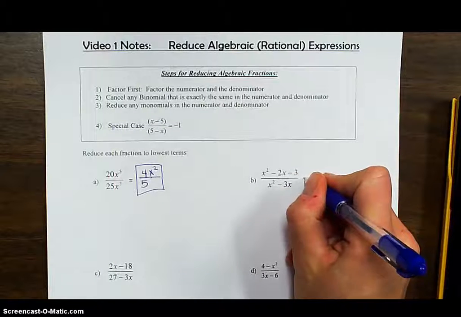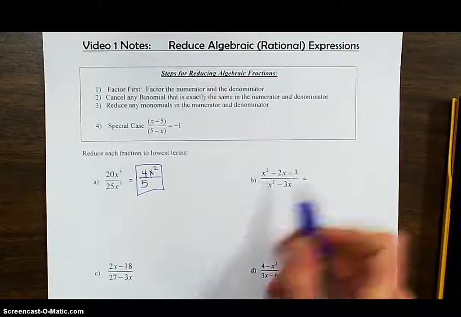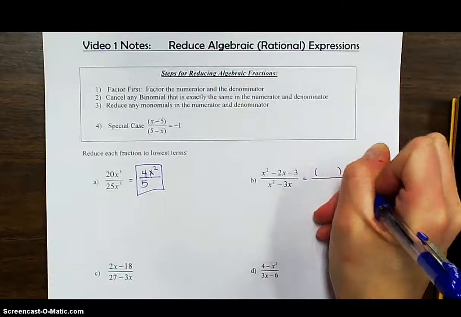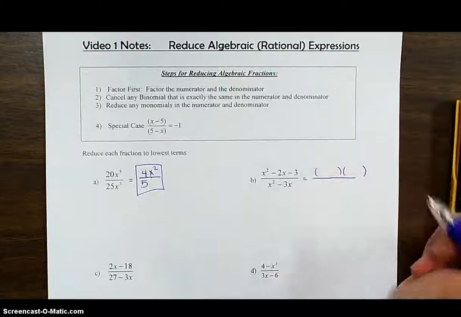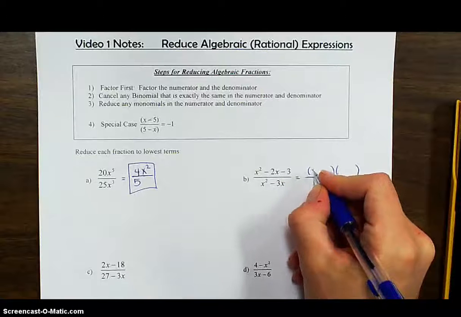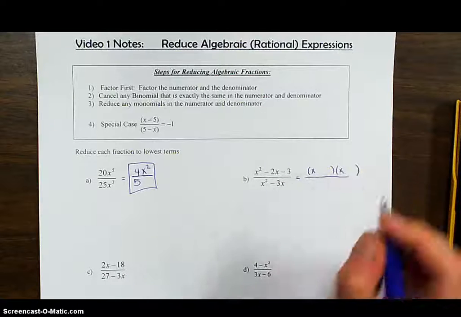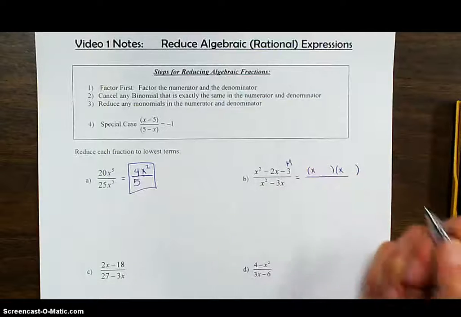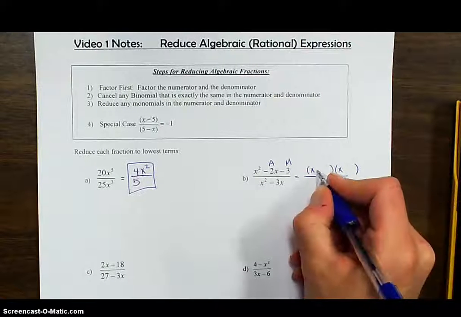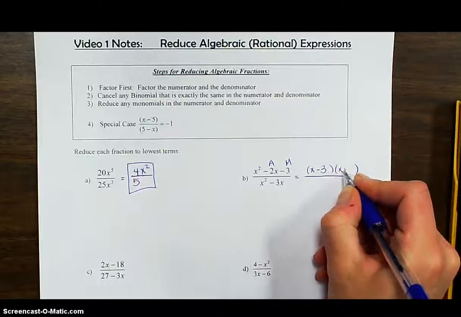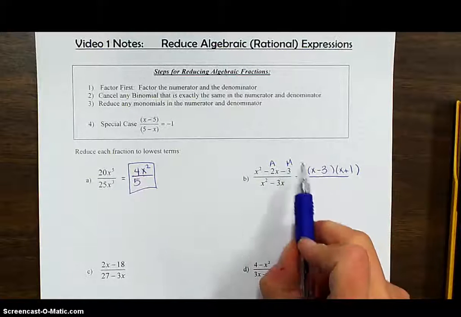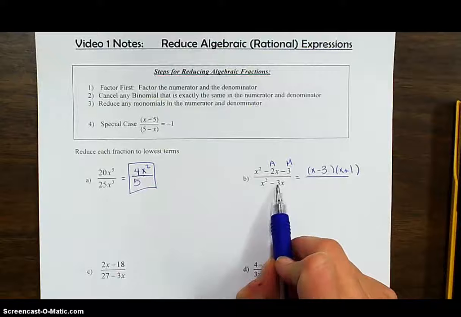So let's see, can we factor the numerator? Well, it's going to be trinomial factoring. So I'm going to set up my 2 parentheses. Now, what times what is going to give you x squared? Well, that's going to be x and x. Now we have to think of 2 numbers that multiply to -3 and add to -2. Well, that's going to be -3 and +1. Okay, so now I've just factored the numerator. Now let's factor the denominator.